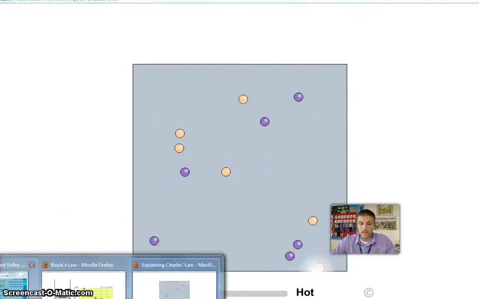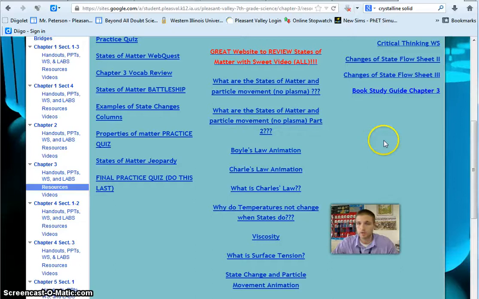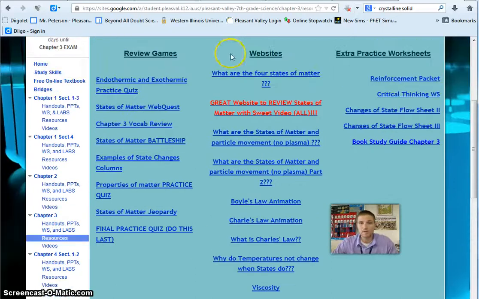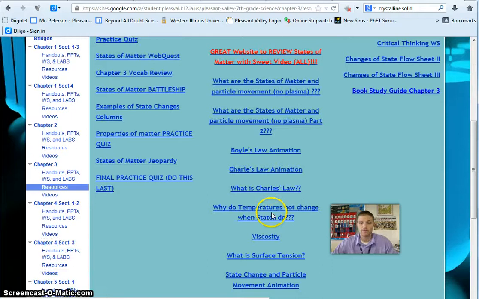Now, once again, I'm going to showcase this website because it's super awesome. It's got all of these things that can help you. It's got review games, it's got links. So if you're not sure about why temperatures do not change when states do, here's a link to look at it.